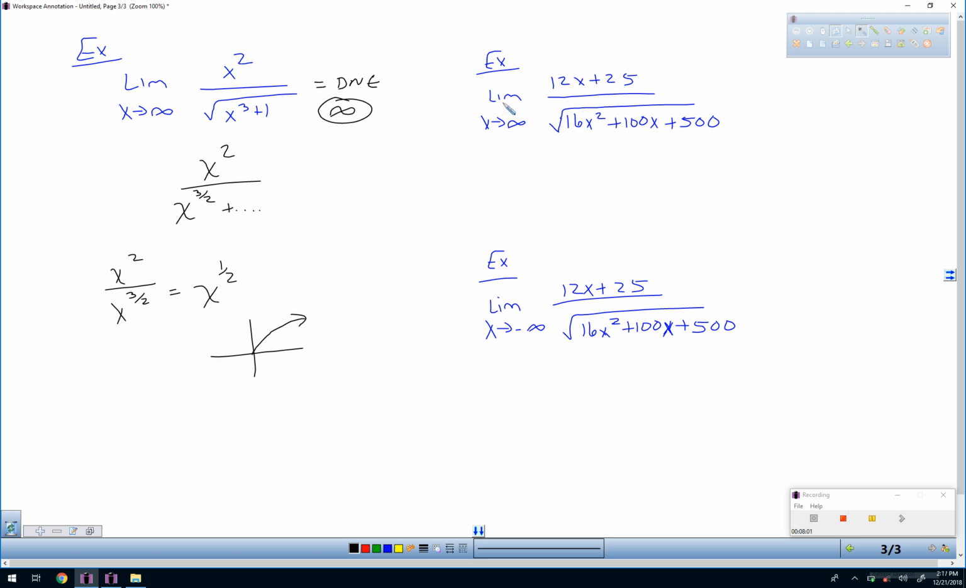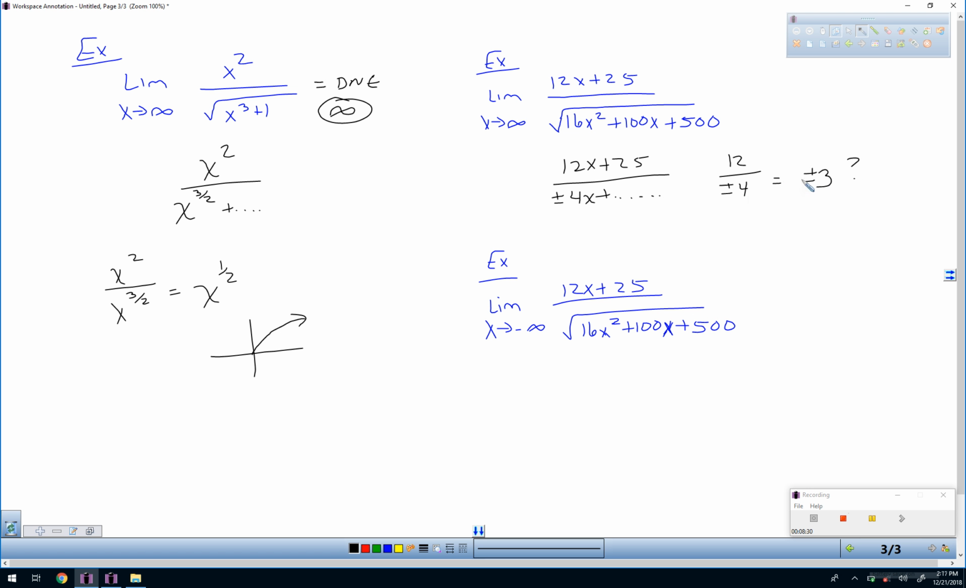For the next one, it's the limit as x approaches infinity of 12x plus 25 over the square root of 16x squared plus 100x plus 500. You can clean this up a little bit. Remember square root, so you could see this as the square root of 16x squared, so that would be plus or minus 4x plus blah, blah, blah, because you were trying to simplify the rest of it. But notice that the coefficients, it would be 12 over plus or minus 4, so that would end up giving me plus or minus 3.